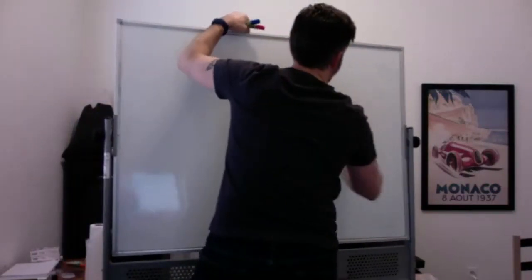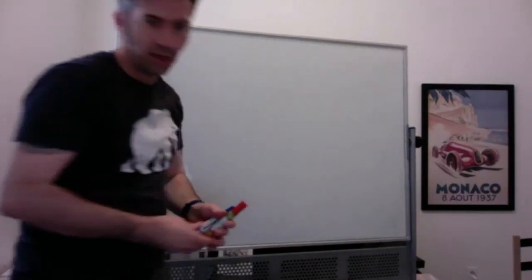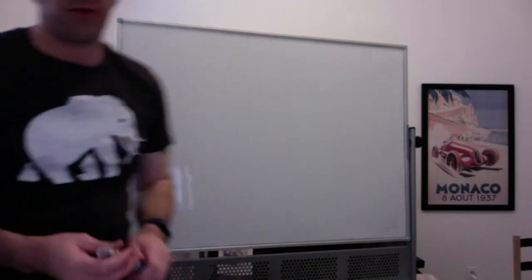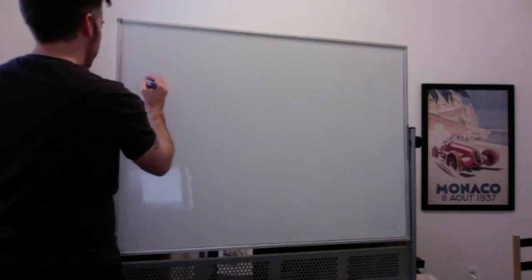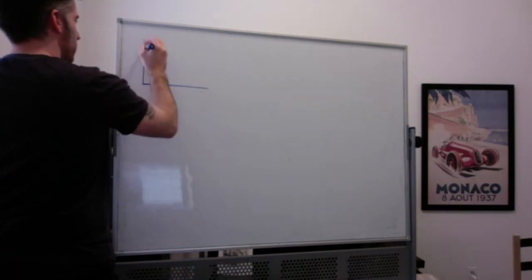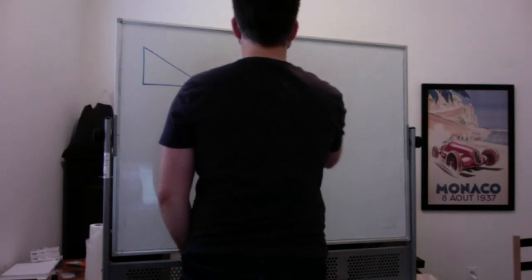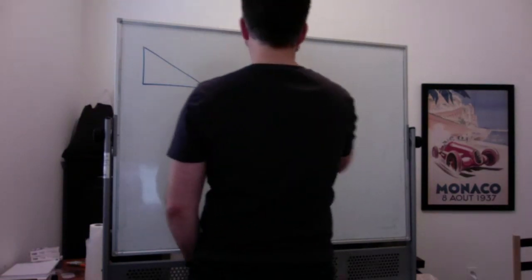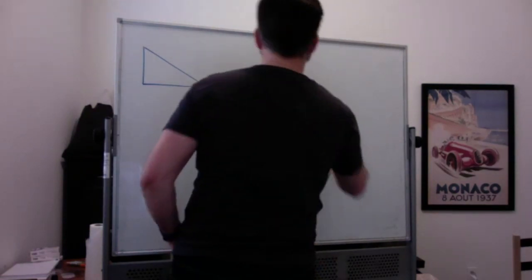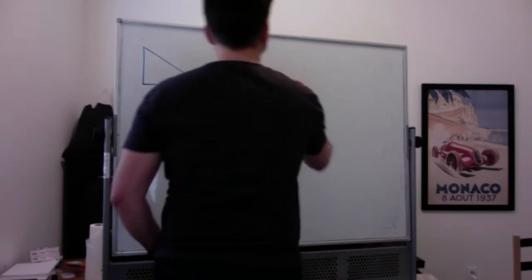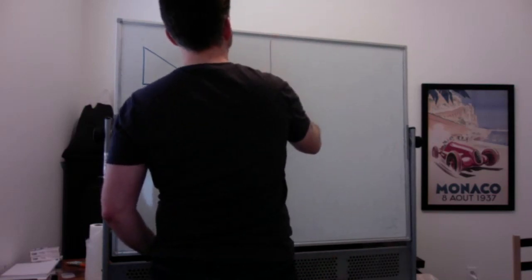So let's talk about some right angle triangles. I'm going to draw 2 of them here. So let's say we have this triangle and this triangle. I mean, they can look like whatever. I'm just trying to draw them kind of like they're drawn on the handout.